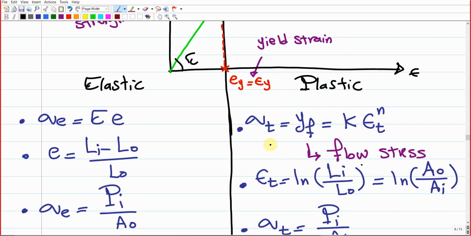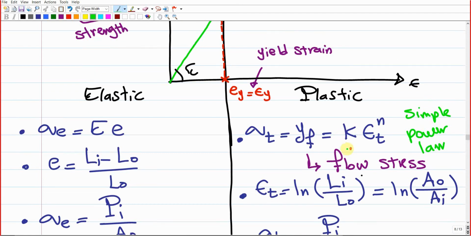So whatever it is, true stress or flow stress, it is K times epsilon T power N. This is the power law. This is commonly known as the simple power law, as we discussed. This simple power law is very common for many materials. For most materials, the true stress or flow stress is described by this simple power law.